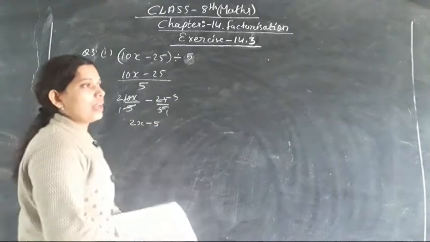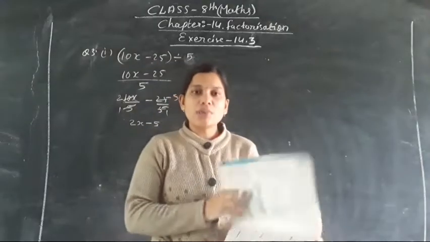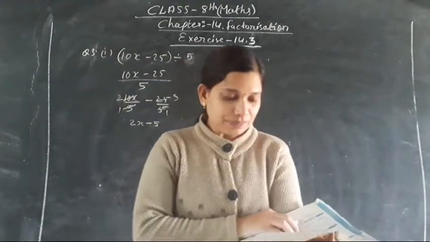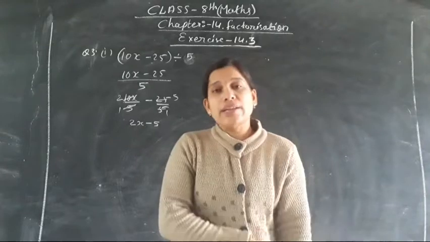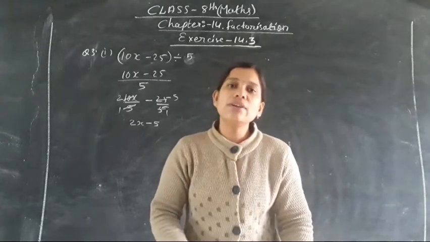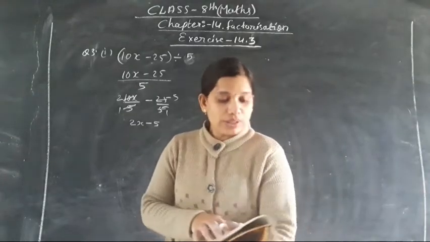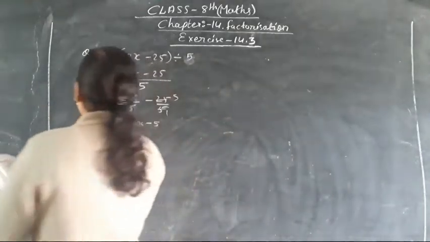So what is the answer we are having? The answer for question number 3, first part, is 2x minus 5. Moving toward question number 3, second part.